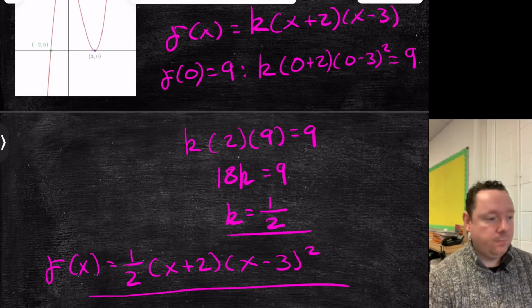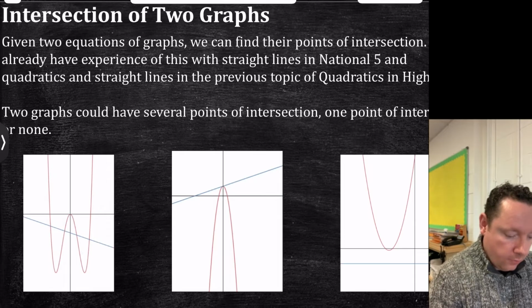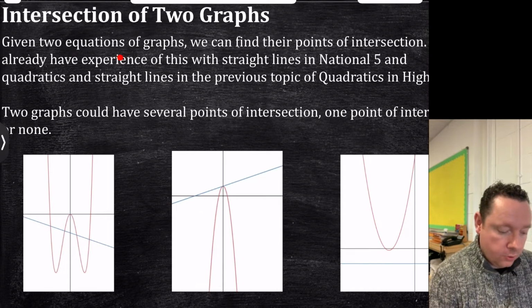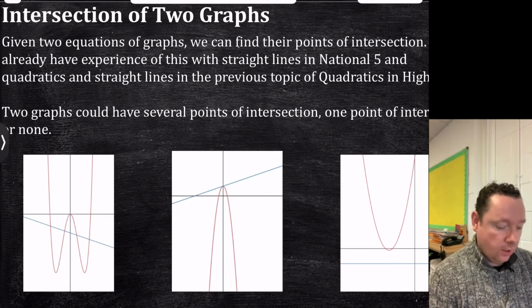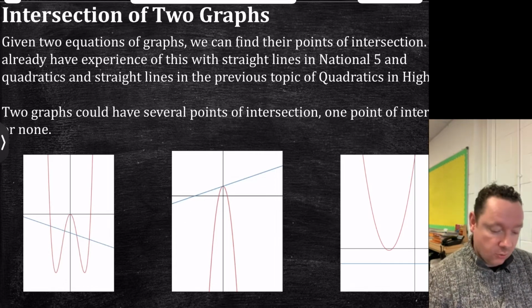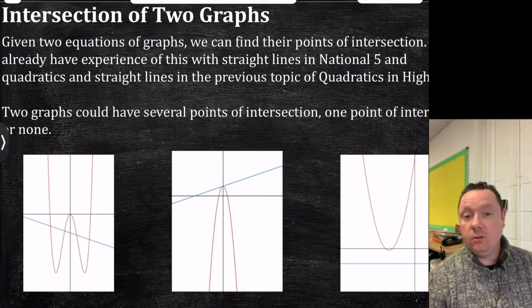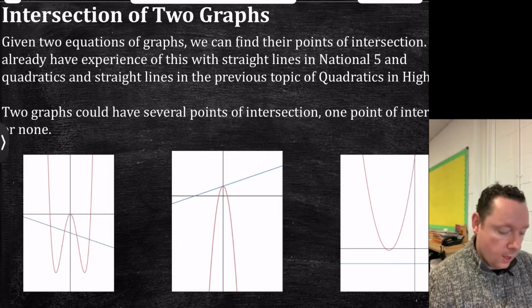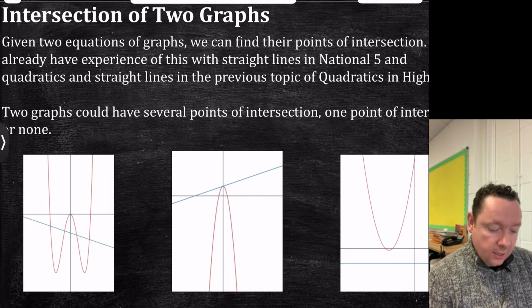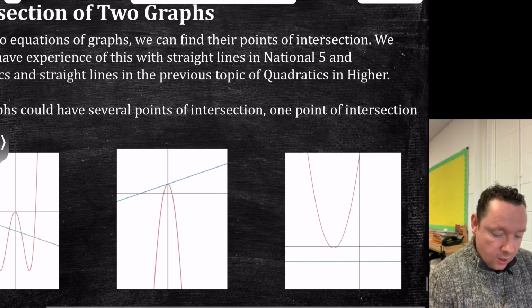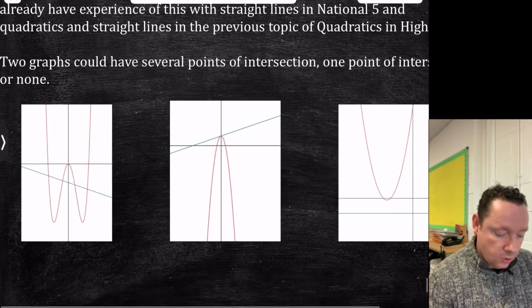And that's us done. Intersection of two graphs. So if we have got two equations of graphs, we can find the point of intersection. We've already done this with straight lines in National 5 and with quadratics and straight lines previously in this video. But two graphs can have several points of intersection, one point of intersection, or none. So here's a couple of examples.